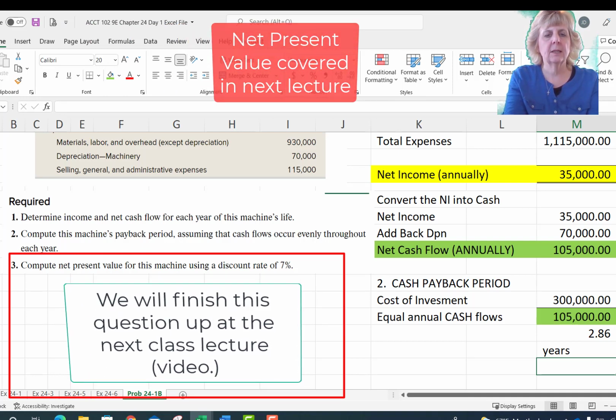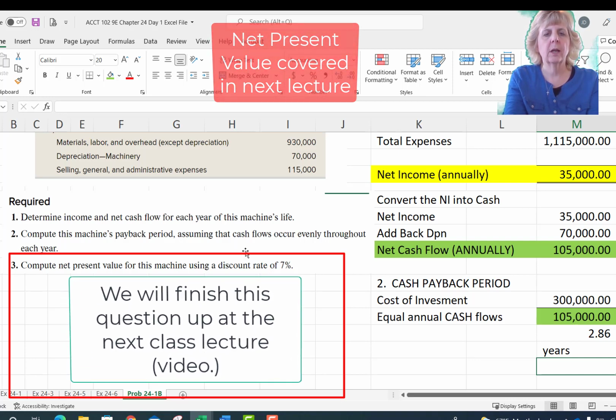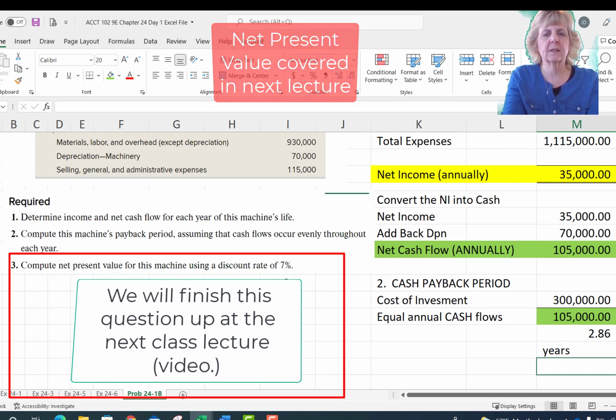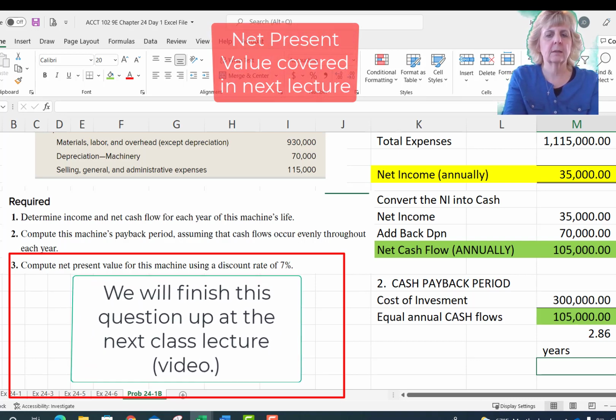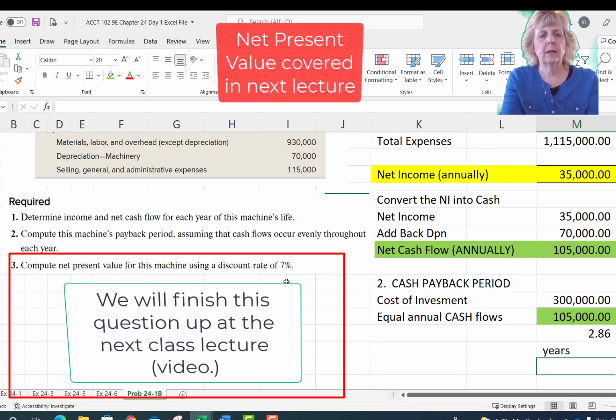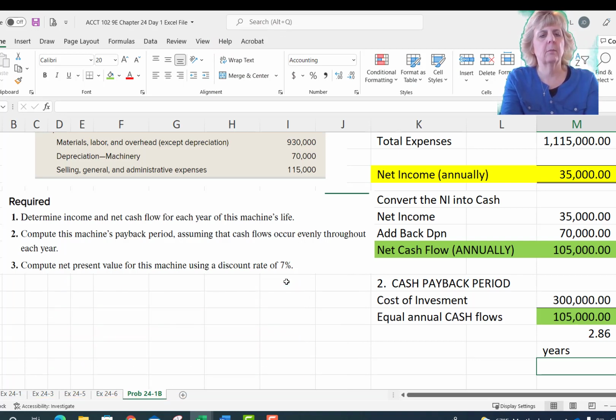And then this last requirement is going to ask us to compute the net present value for the machine using a discount rate, or another name for that is a hurdle rate or an internal capital rate of 7%. And that will lead us right into our next lecture. So read up on the net present value method, and when we come back next time, we'll continue this problem and we'll finish it off by completing requirement 3.